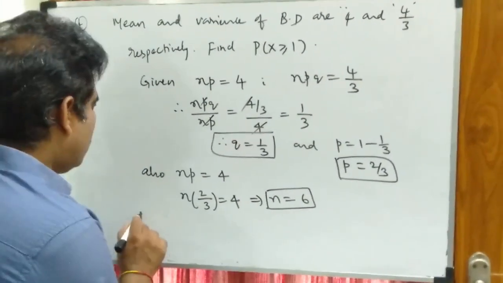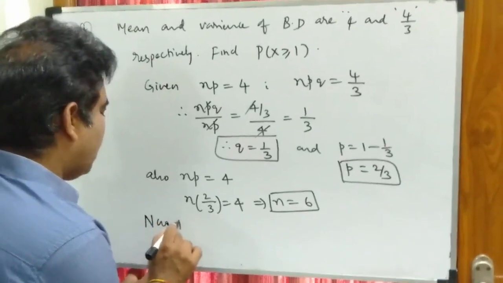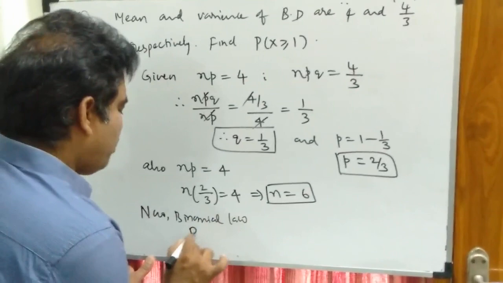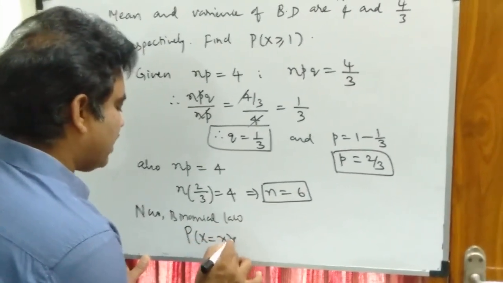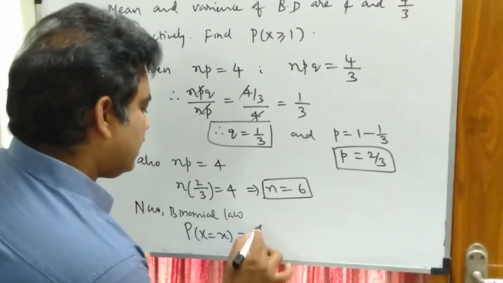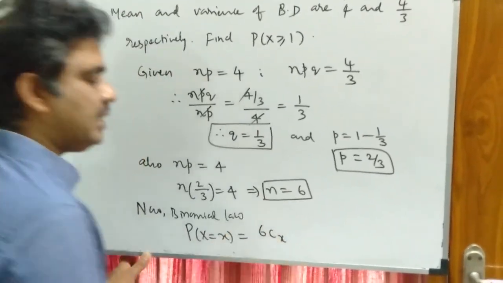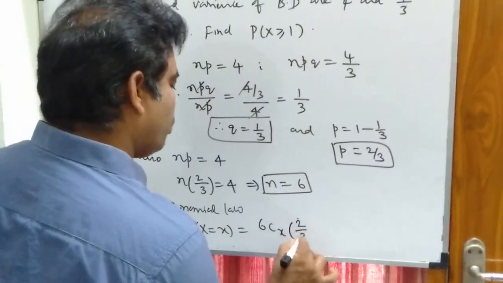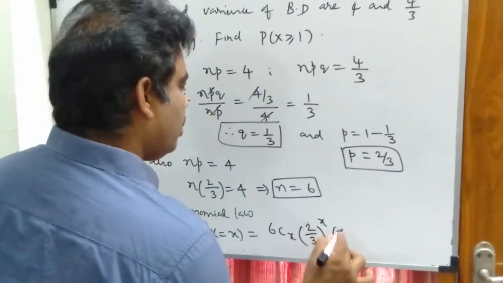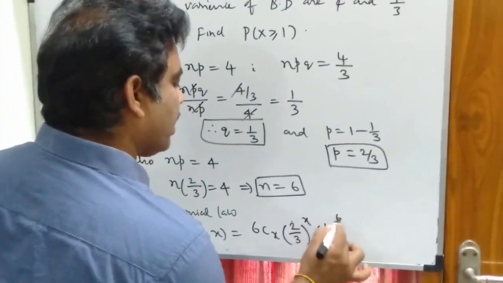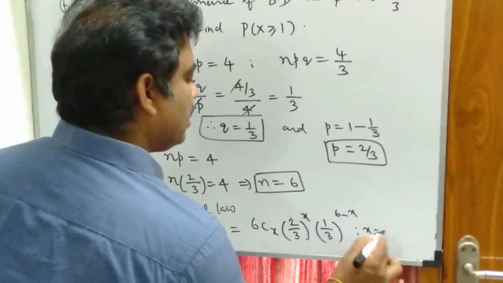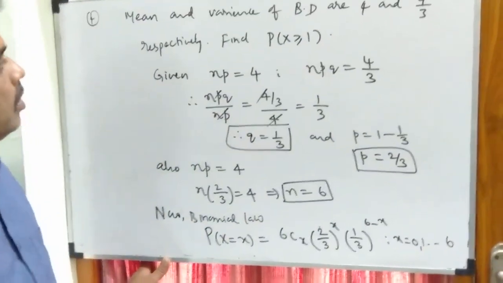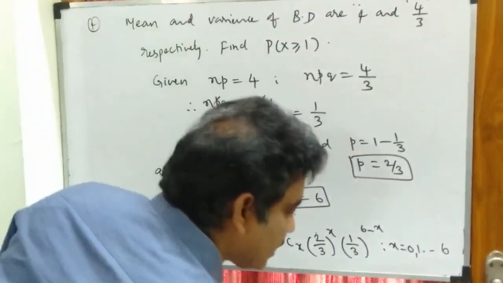Now by binomial law, probability of getting x heads, P of x is equal to 6Cx, p means 2 by 3 whole power x, into q, 1 by 3 whole power 6 minus x, where x varies from 0 to 6. The upper limit is 6 because n is equal to 6.